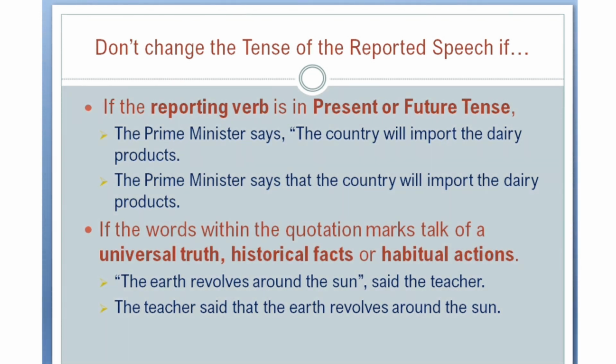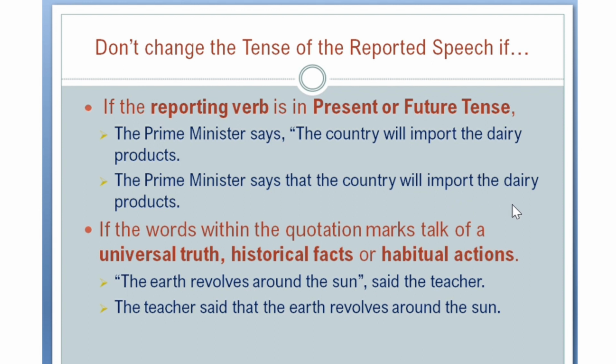Remember, don't change the tenses of the reported speech if the reporting verb is in the present or future tense. For example, the Prime Minister says the country will import the dairy products. The Prime Minister says. Here, notice this word says. This is in the present tense, so there will be no change in the tense of the reported speech.